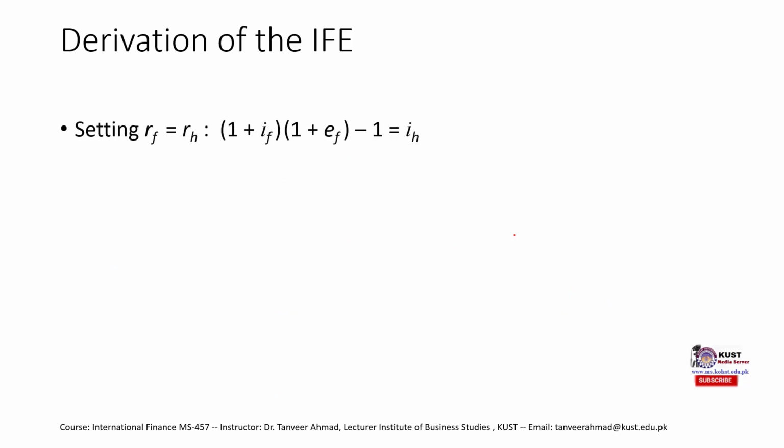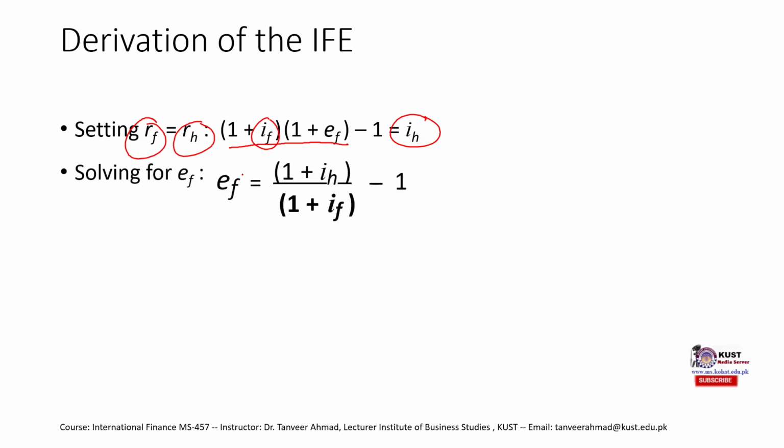Okay, let's derive the formula. What we want is that the real return in the foreign country would be equal to the real return in the home country. The real return of the foreign country would be equal to 1 plus the interest rate, times 1 plus the change in the currency, minus 1, and the home interest rate would be equal to IH. So this is just the derivation. You just have to understand this formula.